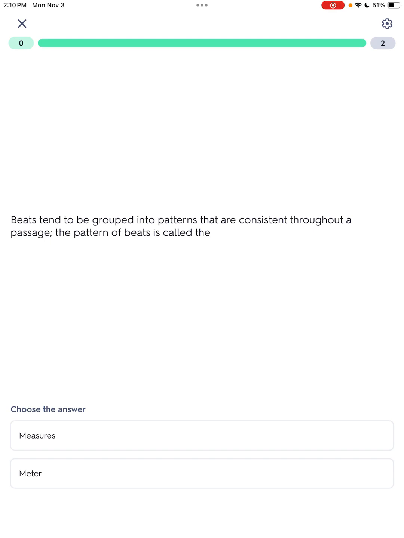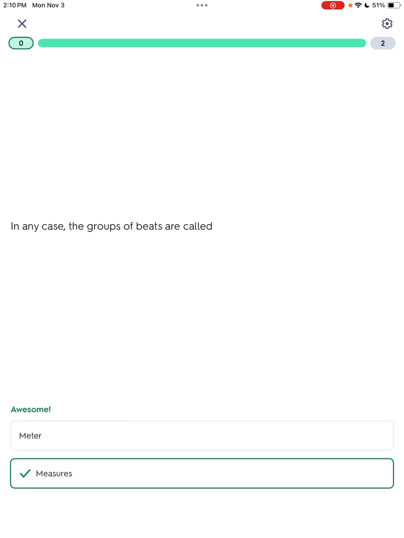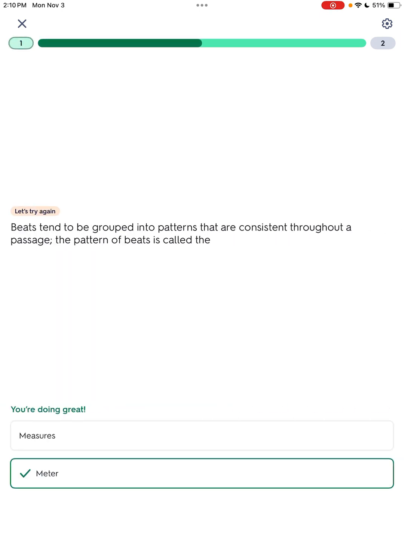So, pieces tend to be grouped into patterns. Okay, so if it's grouped into patterns, it's called, grouped into meter. Oh, shoot. Measures. Meter.